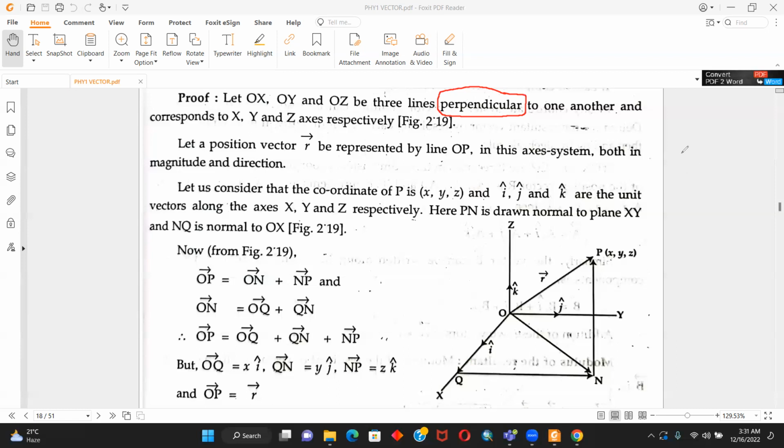Say a right angle triangle A, B, and C. We say that AB is perpendicular to BC. So perpendicular means that any two lines have a 90-degree angle between each other. Whenever you see the term perpendicular between two lines, that means the angle between those two lines would be 90 degrees.